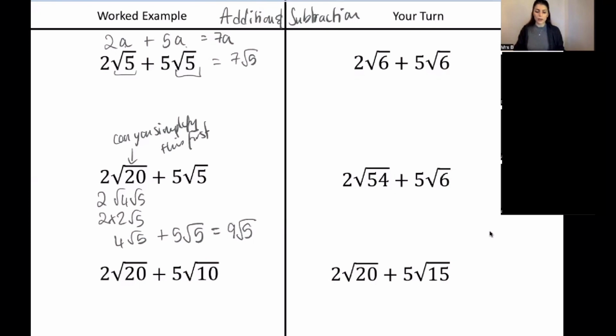Okay, and the last one, you've got 2 different surds here. So I look at them and think, oh, I can simplify the 2 root 20. We just did it above. So we know that's 4 root 5. However, once simplified, the surds are different. So you cannot simplify this further. Okay, so can you have a go at these 3 for me, please? I'm going to give you about 30 seconds.